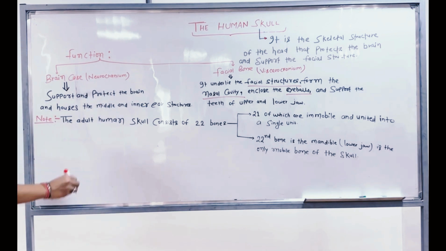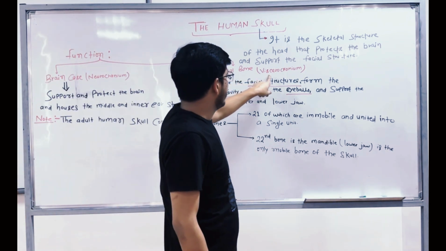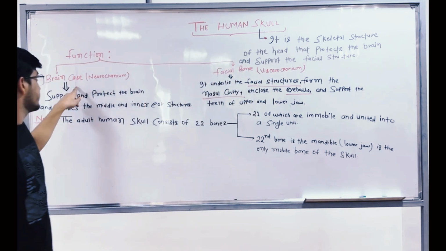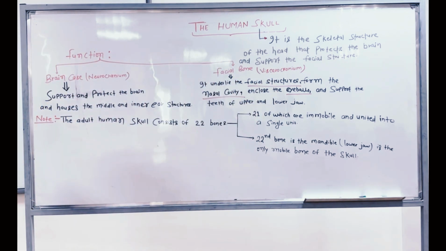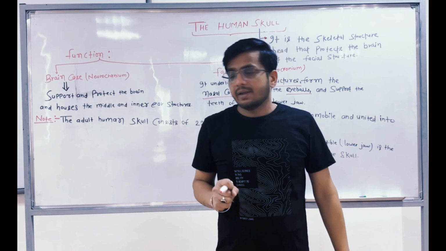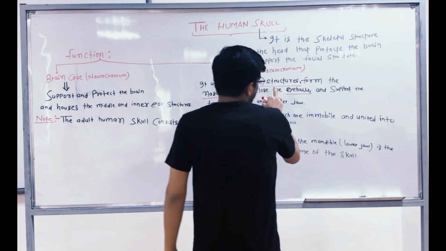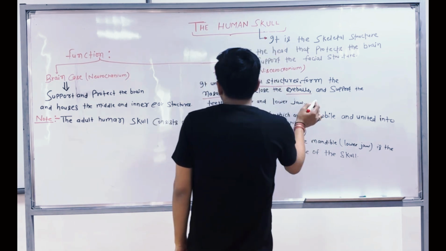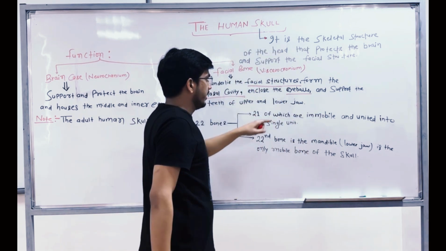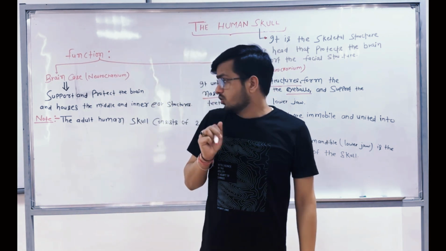In the skull, we have the brain case and the facial bones. Facial bones we call the viscerocranium, and the brain case we call the neurocranium. So what is the function of the neurocranium? It supports and protects the brain and houses the middle and inner ear structures. Then we have the facial bones. They underlie the facial structure, form the nasal cavity, include the eye walls, and support the teeth of the upper and lower jaw.